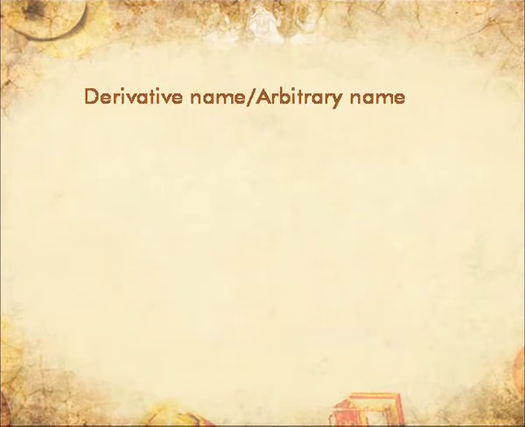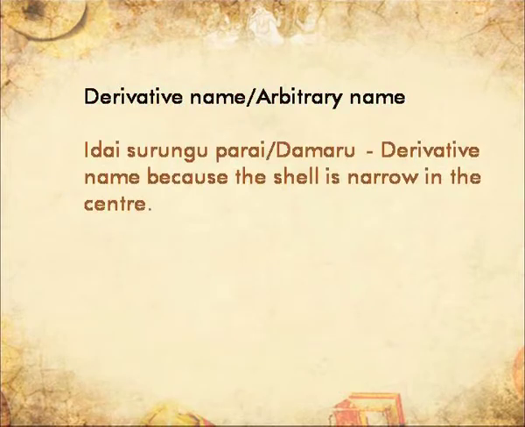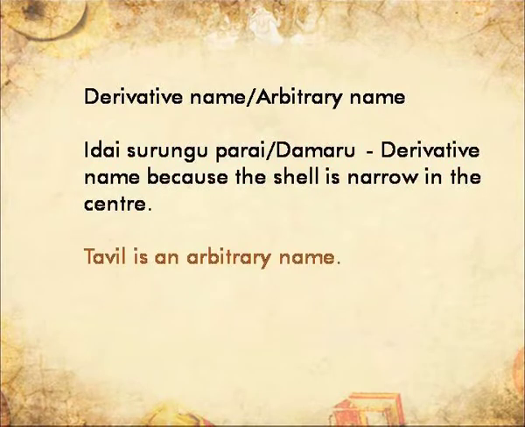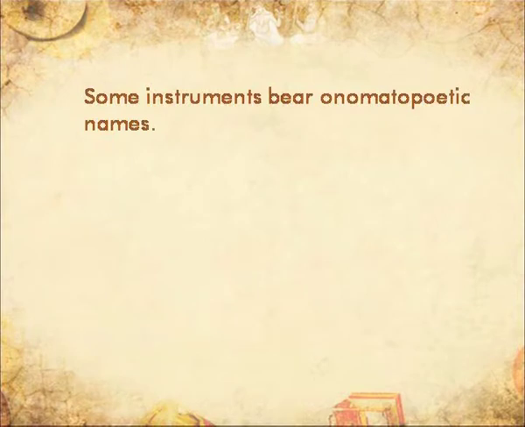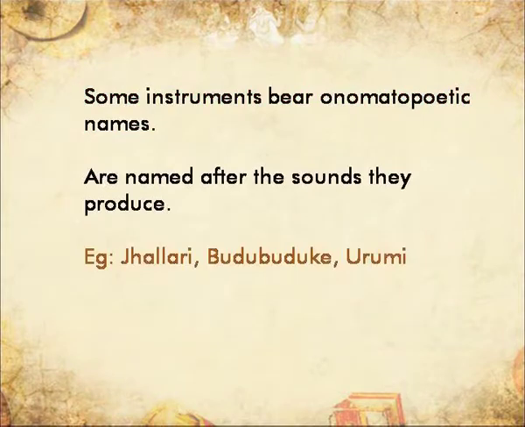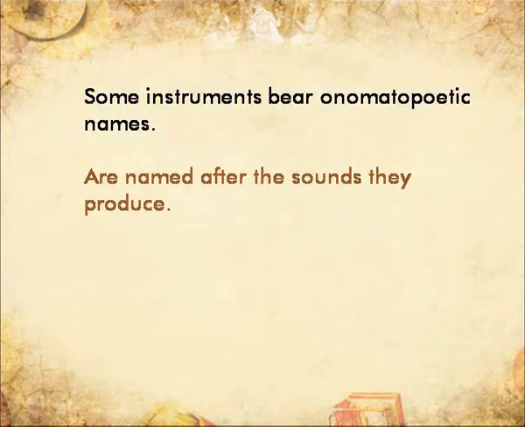Derivative name or arbitrary name. Idai surungu parai, that is, damaru, is a derivative name because the shell is narrow in the center. Tabal is an arbitrary name. Some instruments bear onomatopoetic names. The instruments jallari, budubuduke, and urumi are examples. They are named after the sounds they produce.